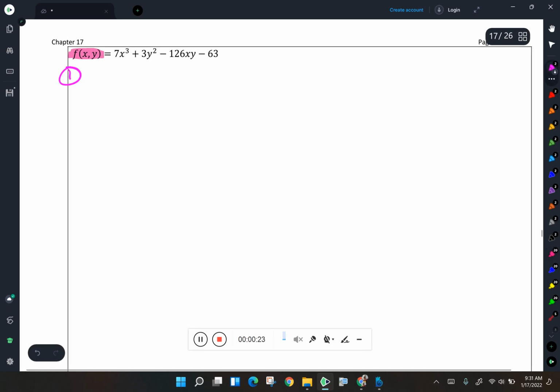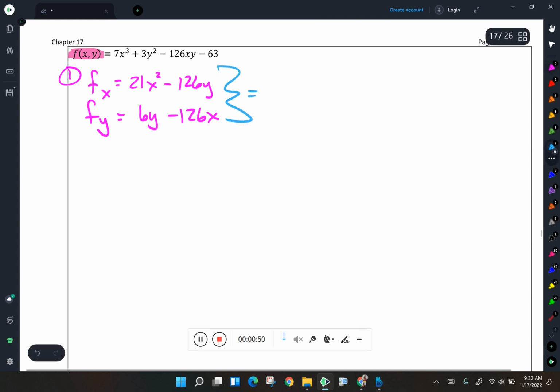Step 1: find those first partials. So what is f sub x? Well, f sub x is going to give me 21x squared minus 126y. And then f sub y, the first partial with respect to y: first term nothing, second term 6y minus 126x. All right, now that I've found them, I need to set both of them equal to 0, make a system and solve that system.